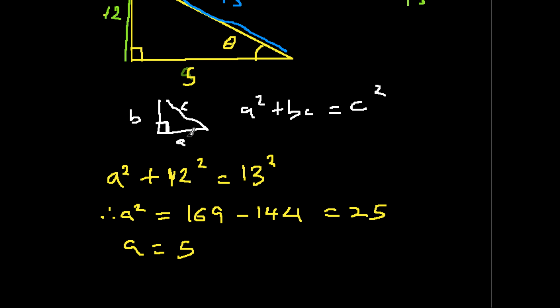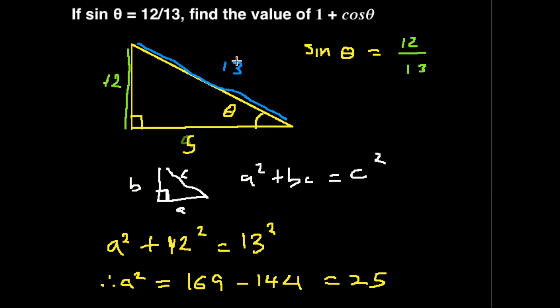The reason why it was important to find that last side is because the question is asking us to find the cosine of theta. Well, what's the cosine? By definition, the cosine of an angle theta is the adjacent. If we're looking at the angle theta, the adjacent would be the side that is right next to the theta, but is not the hypotenuse. So cosine of theta is equal to the adjacent, which is 5, over the hypotenuse, which is 13.